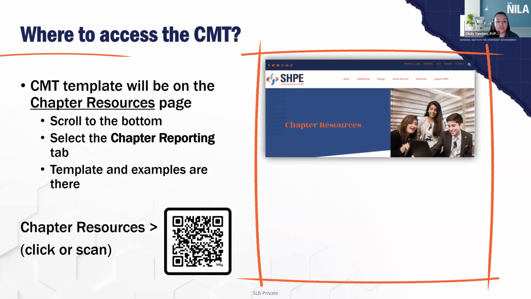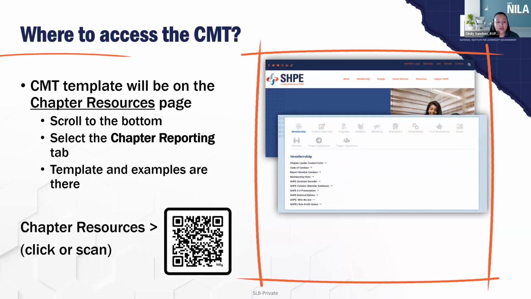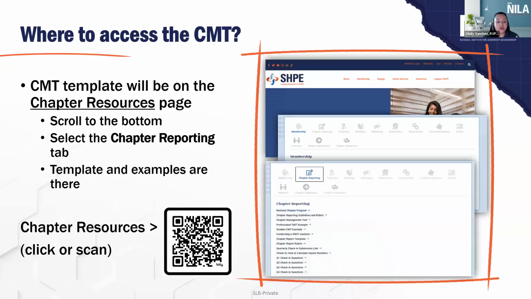Now you're going to pull up this page right here online. You're going to scroll all the way to the bottom, and then you'll see this right here. We're not quite membership. You're actually going to click on the chapter reporting tab, and then down here you'll see the CMT chapter management tool. This is the template, a blank template. You'll be able to download this and use that to start building out your CMT.